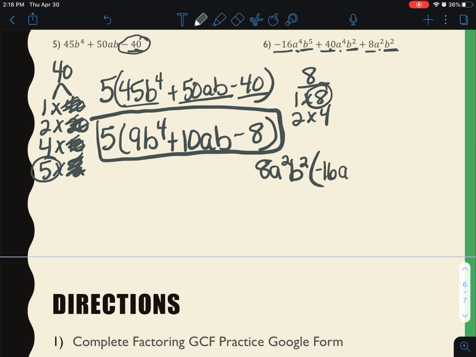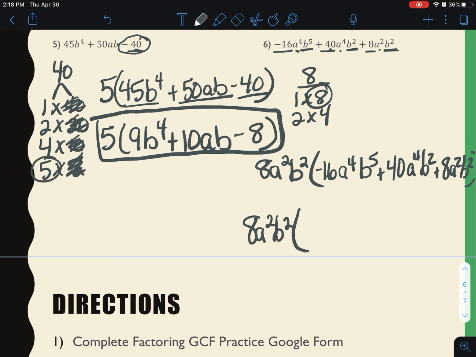Rewrite my problem here. Hope I don't run out of room. Barely. All right, now my greatest common factor, of course, is going to stay on the outside, so I'm going to go ahead and write that. Now, I'm going to divide here.